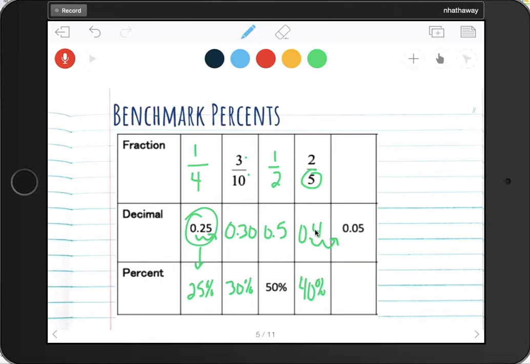Then you have 0.05. That's like 5 cents. That's a nickel. So we know that there are 20 of those in a dollar. And then 0.05, move that decimal 2 times, and you get 5%.